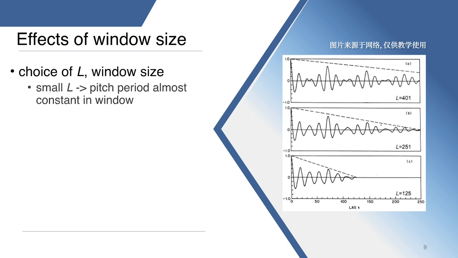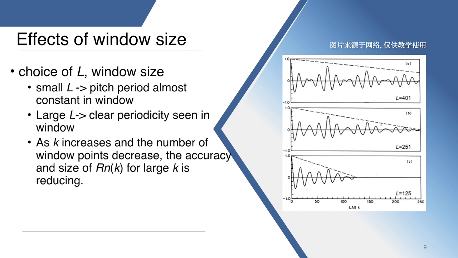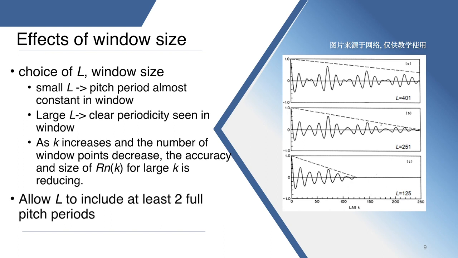When the window length L is small, the pitch period is almost constant in the window. When the window length L is large, there is a clear periodicity seen in the window. As k increases and the number of window points decreases, the accuracy and size of the autocorrelation function Rn(k) for large k is reduced. In applications, the window length should be allowed to include at least 2 full pitch periods.